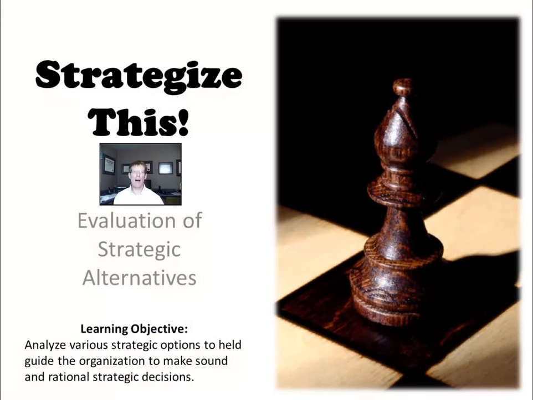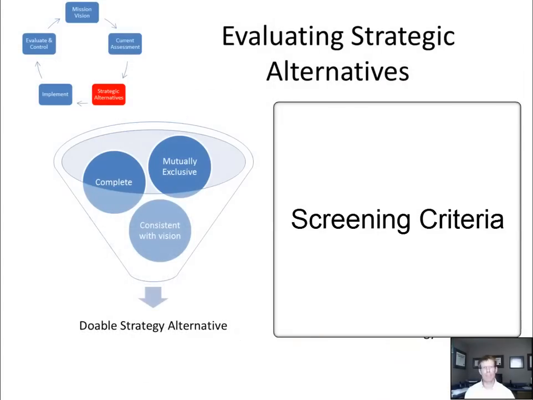In this lesson, we're going to start evaluating the strategic alternatives that have been developed. Let's not waste any more time and let's get right to it. Many companies have established objectives against which to screen strategic alternatives. At a minimum, the chosen strategic alternative must meet 4 criteria.